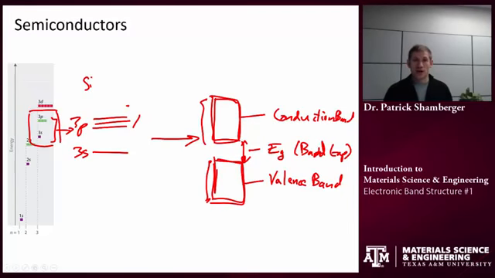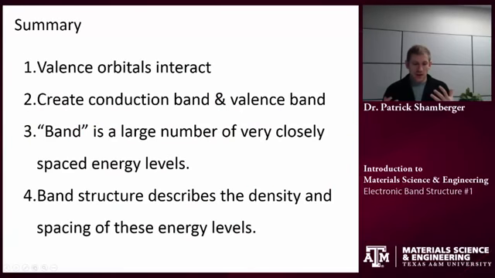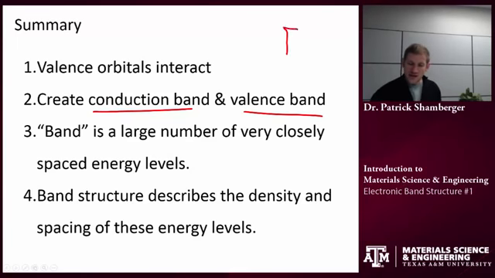Now in the next video, we're going to talk about how we fill these different bands and how that leads to metals and semiconductors. Okay, so what I want you to remember from this is that we have valence orbitals. They're interacting with each other. They result in creating these energy bands. And so a band is a continuous energy spectrum. So I'm plotting energy on the vertical, and there's no real meaning to the horizontal axis. But there's a large number of energy levels in here that are close enough together that I can't separate them out vertically. And I call that a band.